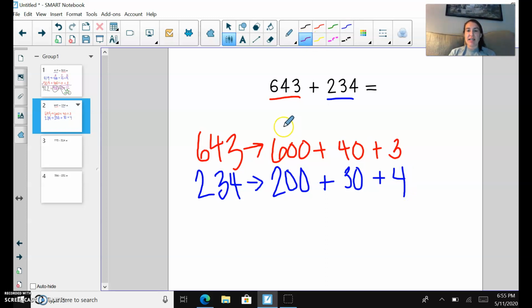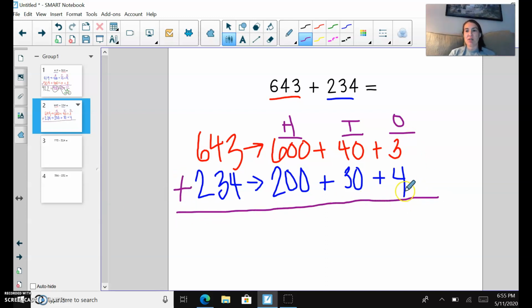So now again, I've got it lined up nicely. I've got my hundreds in one column, my tens, and my ones. So when I add them together, I'm always going to start in the ones place. 3 plus 4 is 7. Then I'm going to move on to my tens place. So that's 40 plus 30. That is going to get me 70. Then I come over to the hundreds place, 600 plus 200. Well, I know 6 plus 2 is 8, so 600 plus 200 has to be 800.